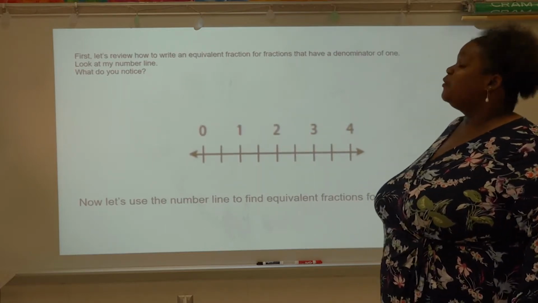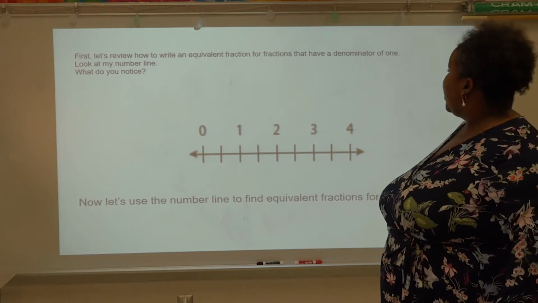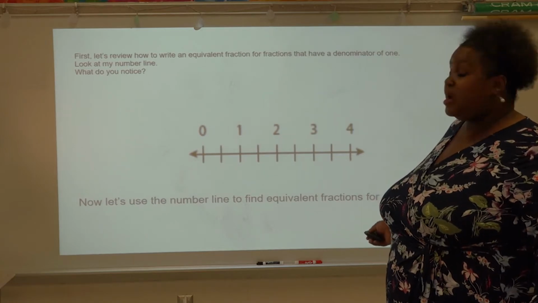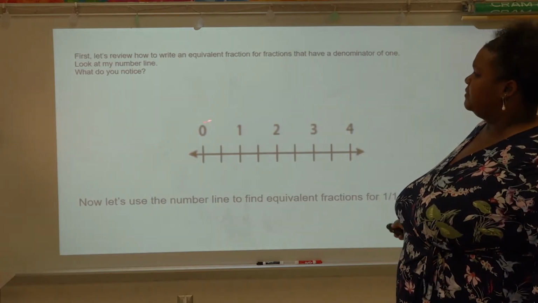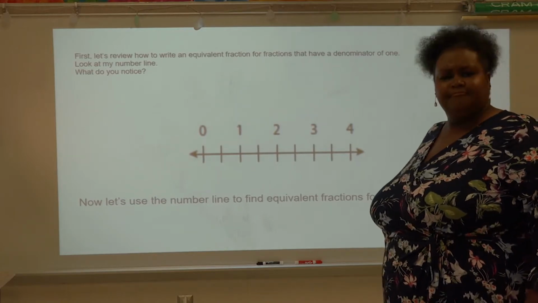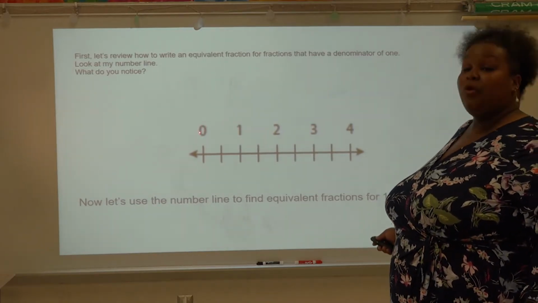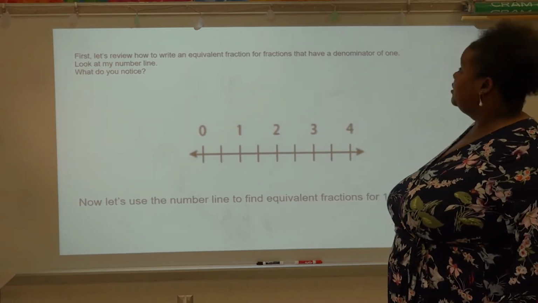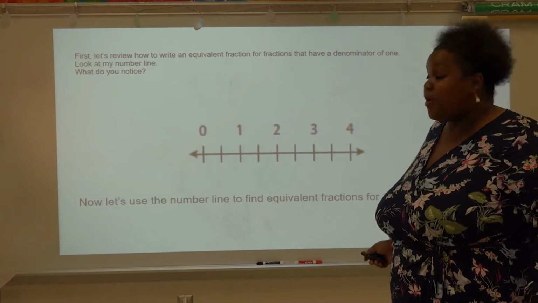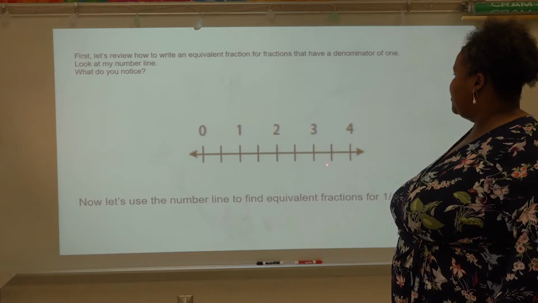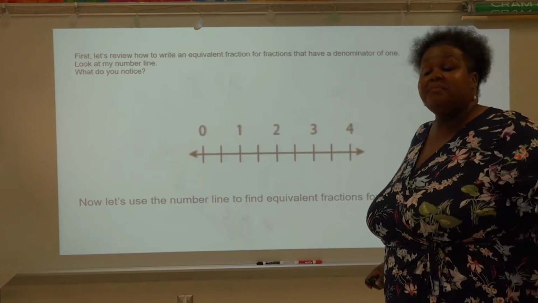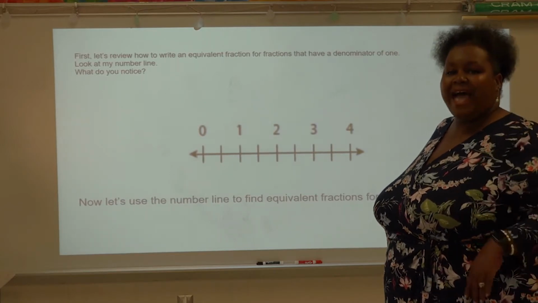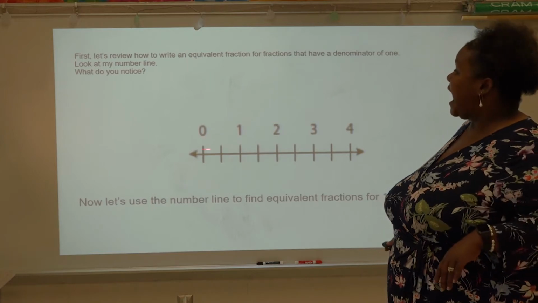Let's review how to write an equivalent fraction for fractions that have a denominator of 1. Look at this number line. What do you notice? Are you saying you see whole numbers at the top from 0 to 4? I notice whole numbers at the top from 0 to 4. There's tick marks between the whole numbers. Those tick marks between the whole numbers are dividing them into halves. Say halves. They're dividing them into halves.